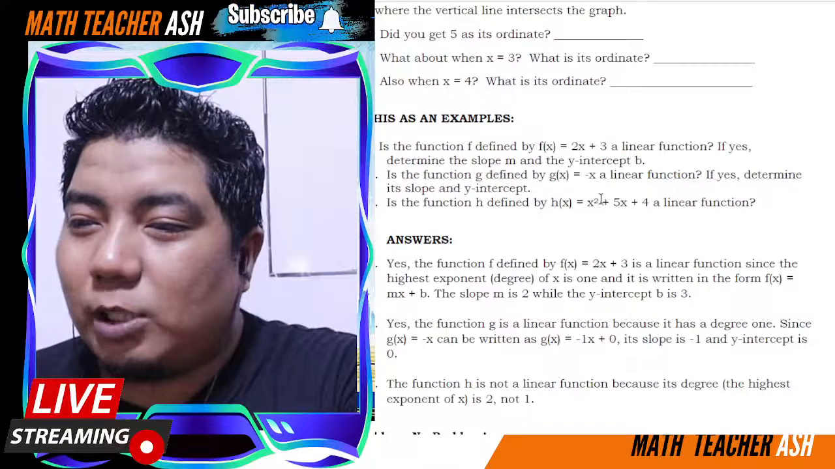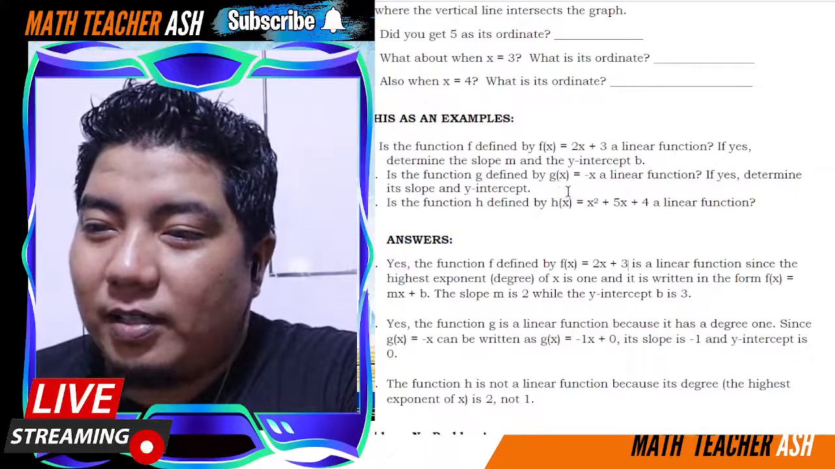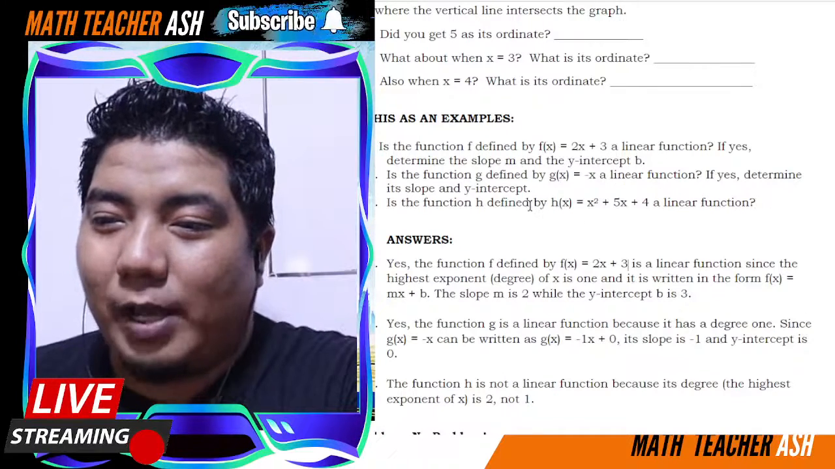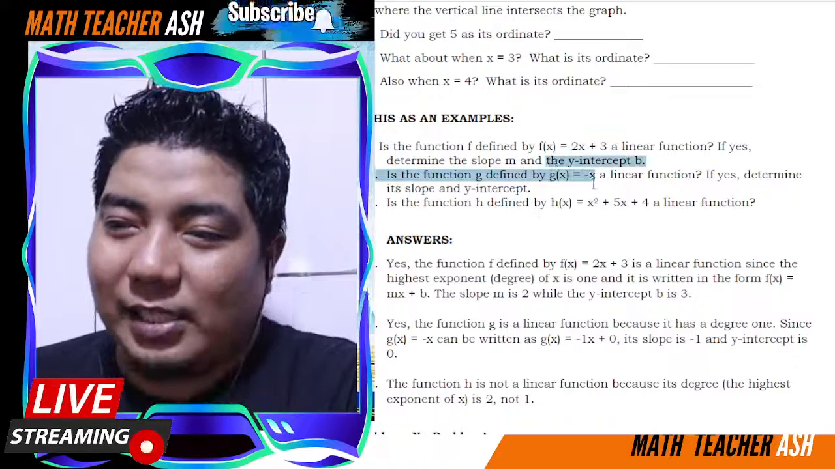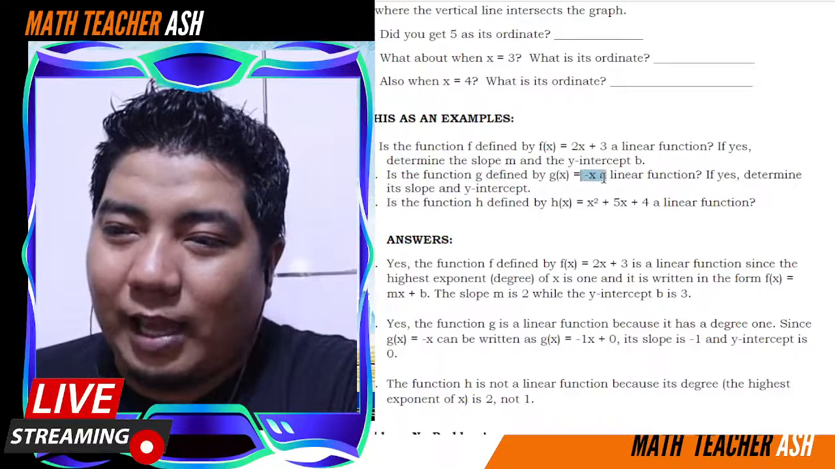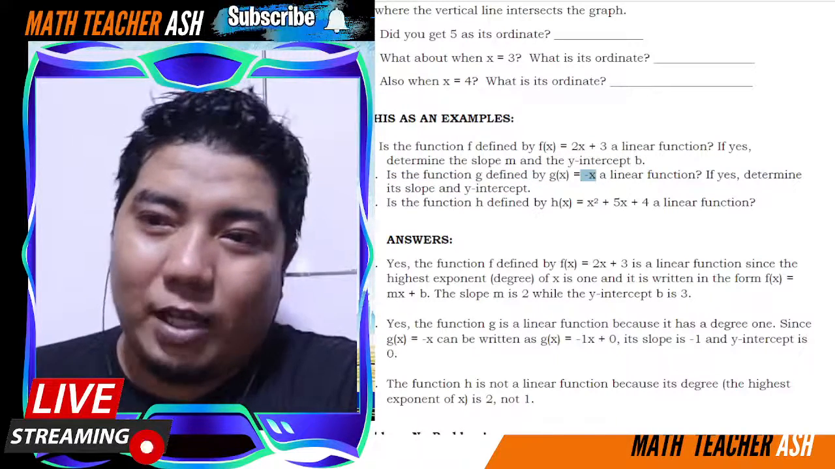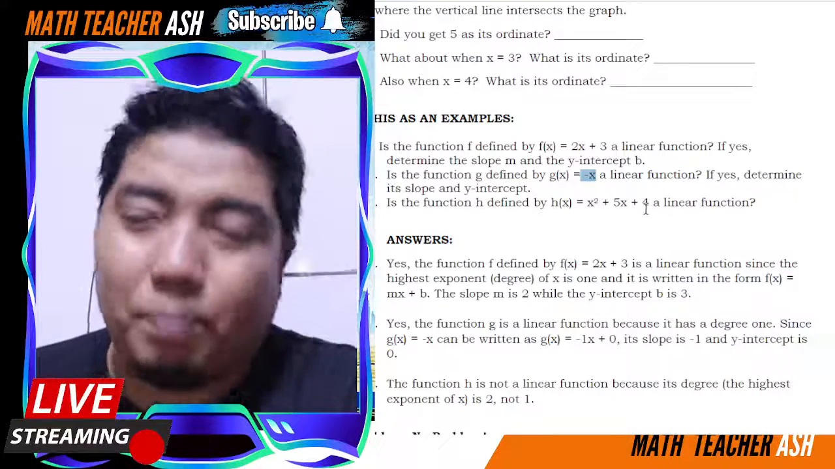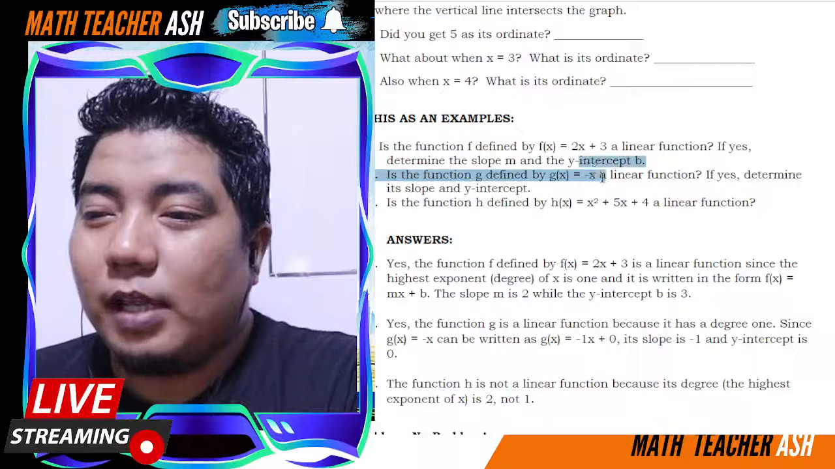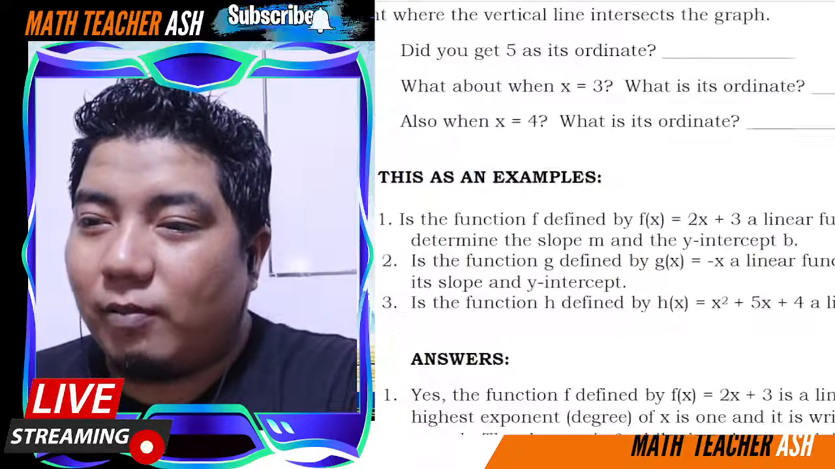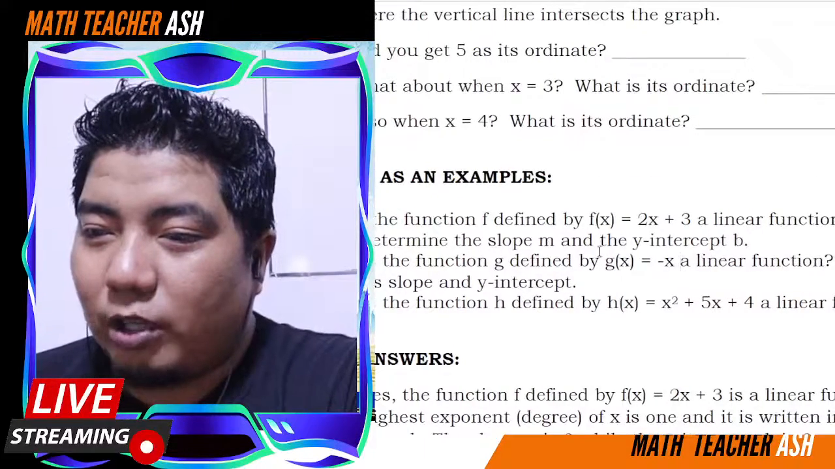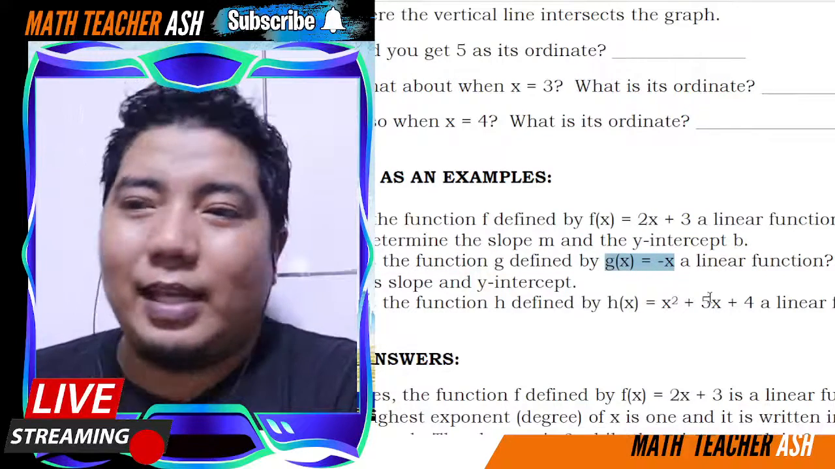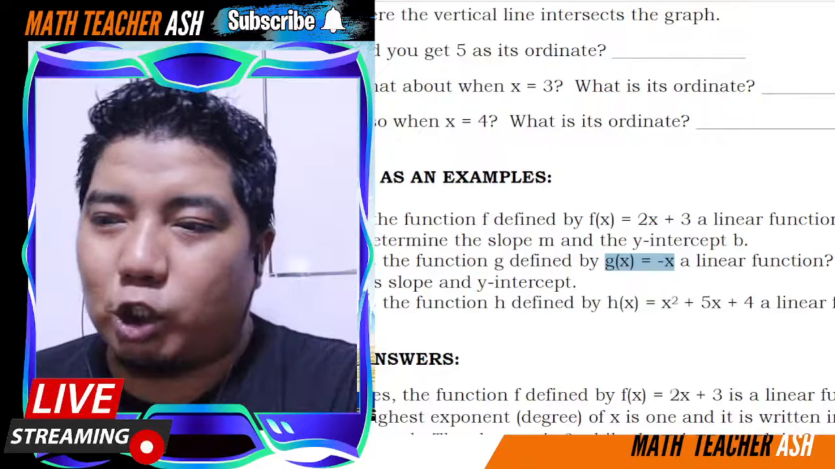How about this one? Given g of x is equal to negative x, is it a linear function? If yes, determine its slope and y-intercept. In this case, the highest exponent is 1, it has no exponent more than 1. Since its degree here is positive 1, still, we can say that this is a linear function.